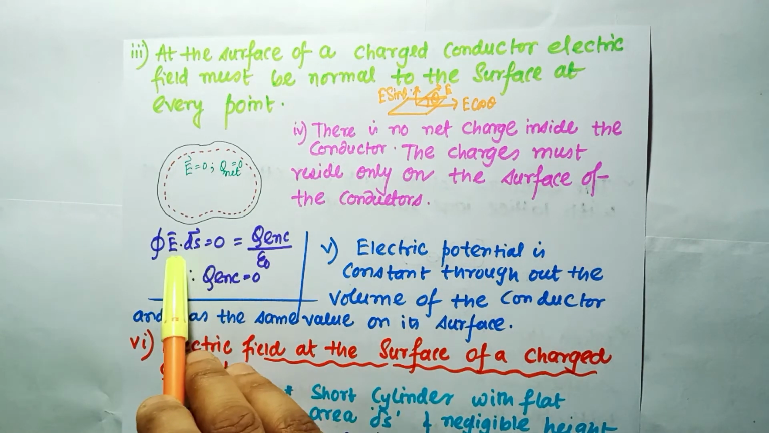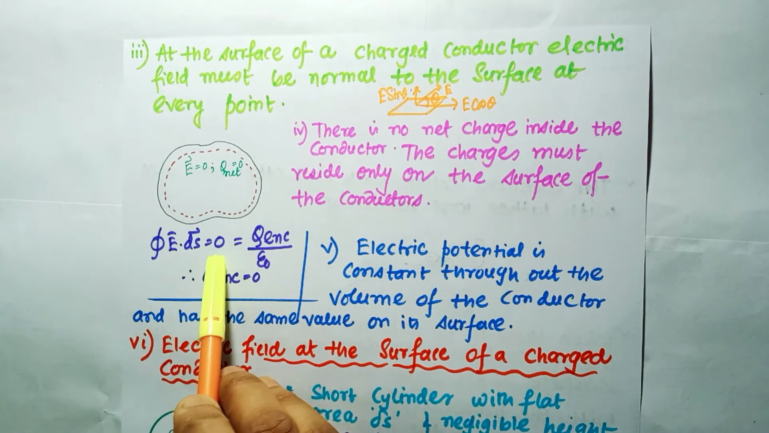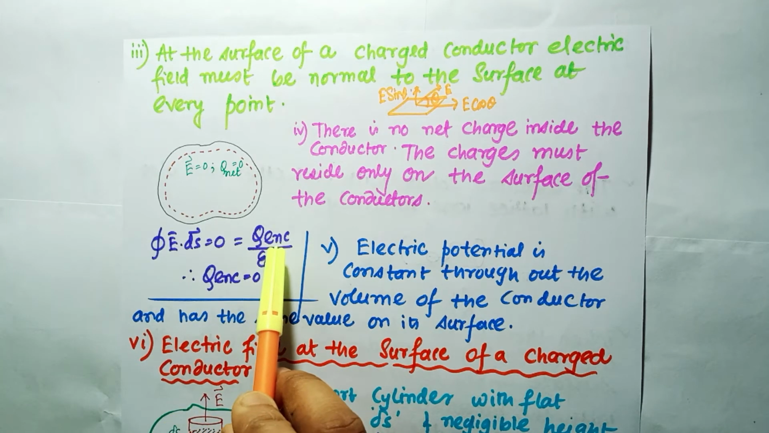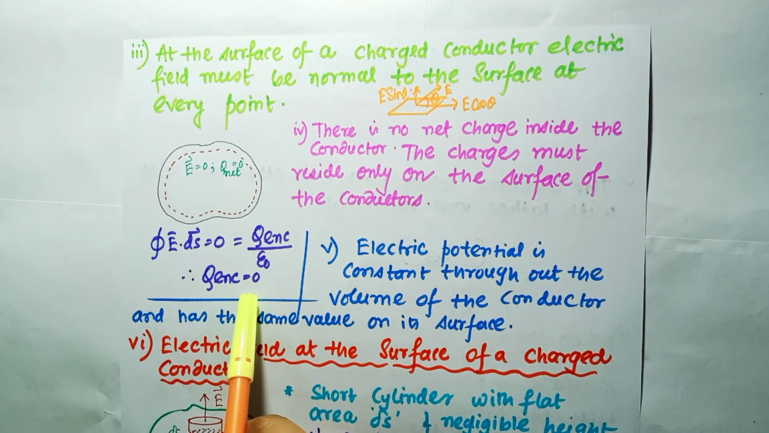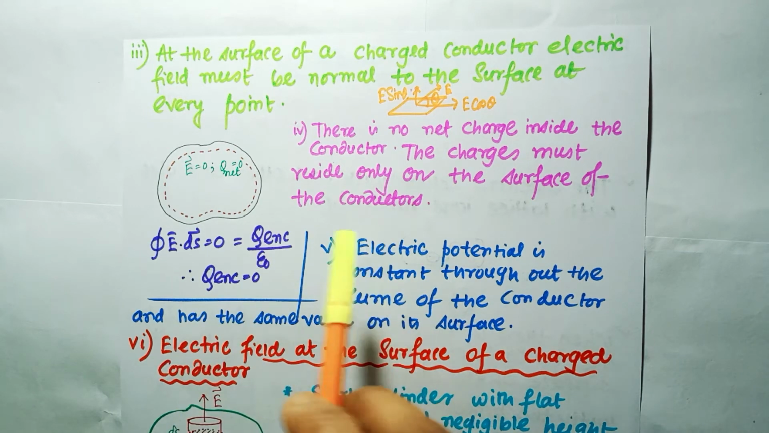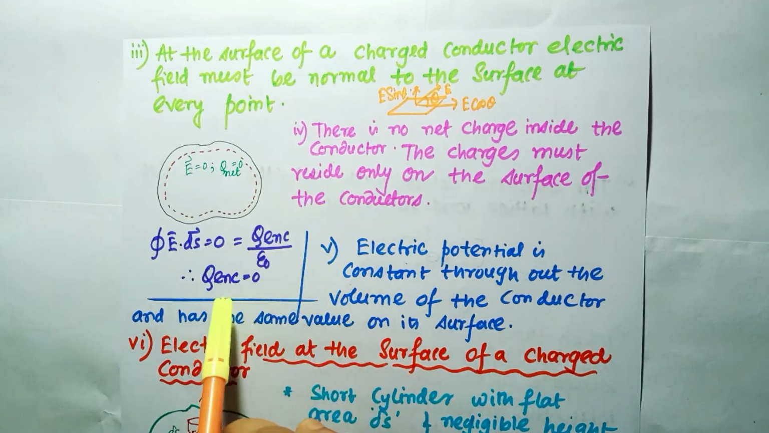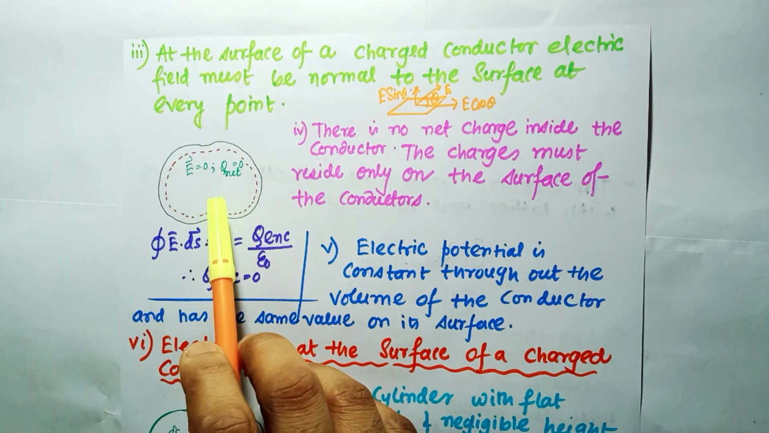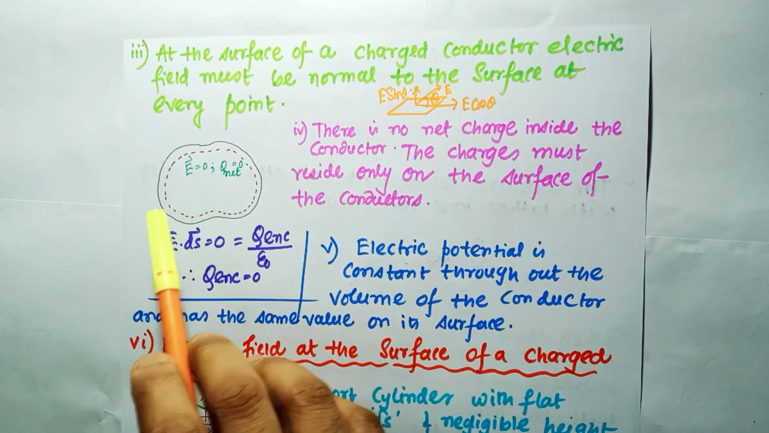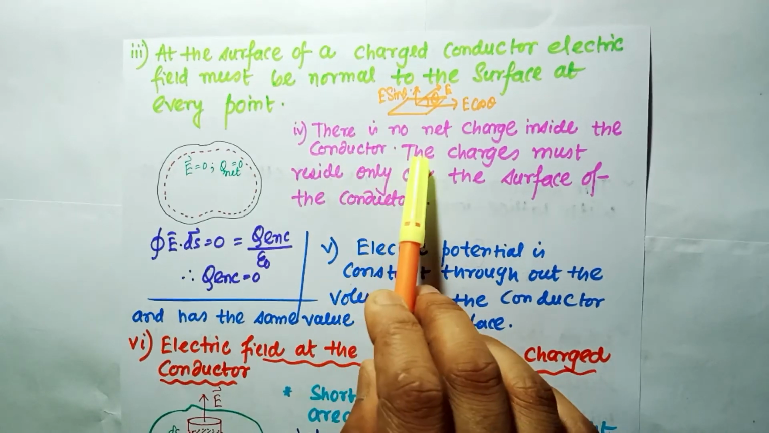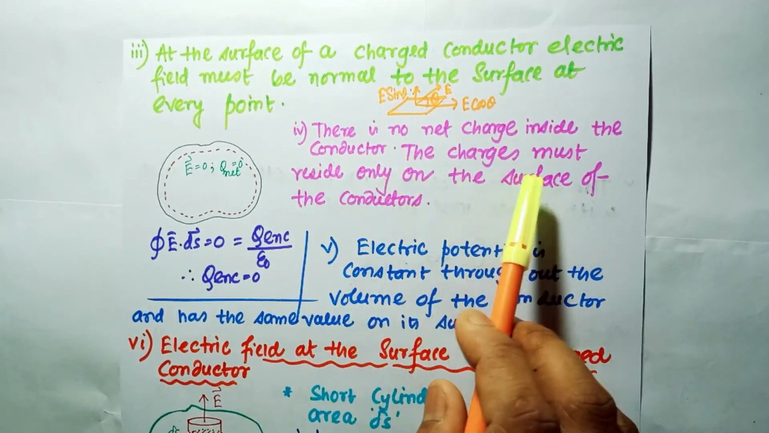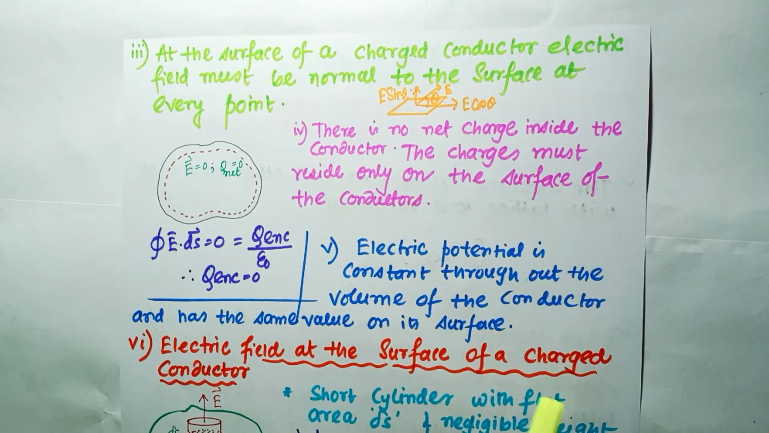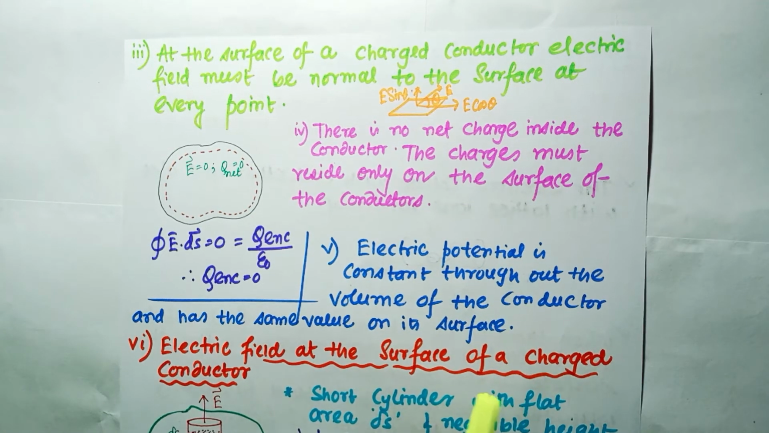And the electric field is 0 inside the conductor. It means the left hand side of the equation is 0, so the right hand side should obviously be 0. So q enclosed is equal to 0. So we get that there is no net charge inside the conductor. If there is some charge inside the conductor, it will get distributed on the surface of the conductor. The charges must reside only on the surface of the conductor. This is one of the properties.